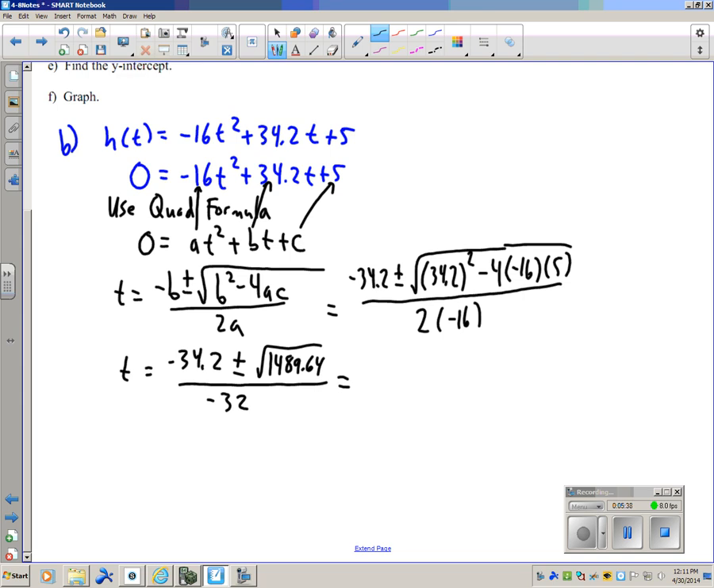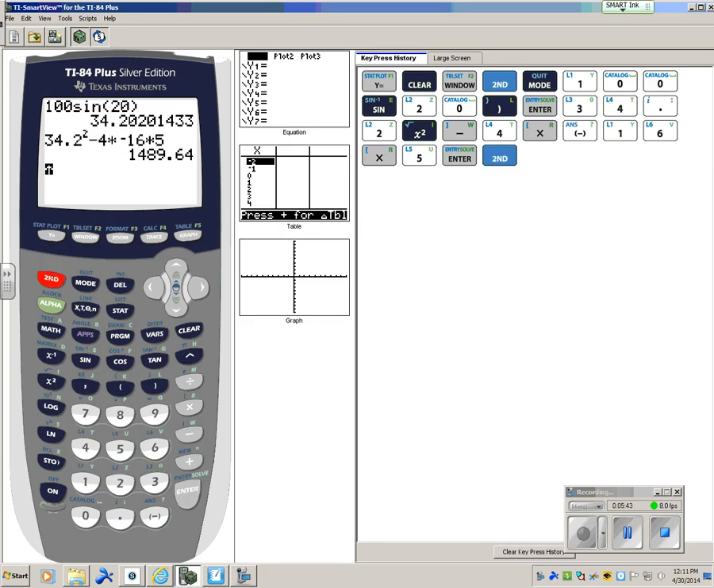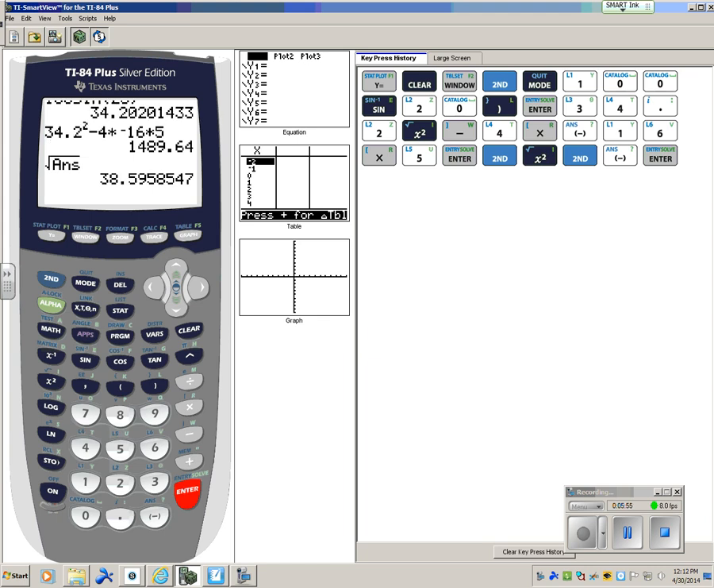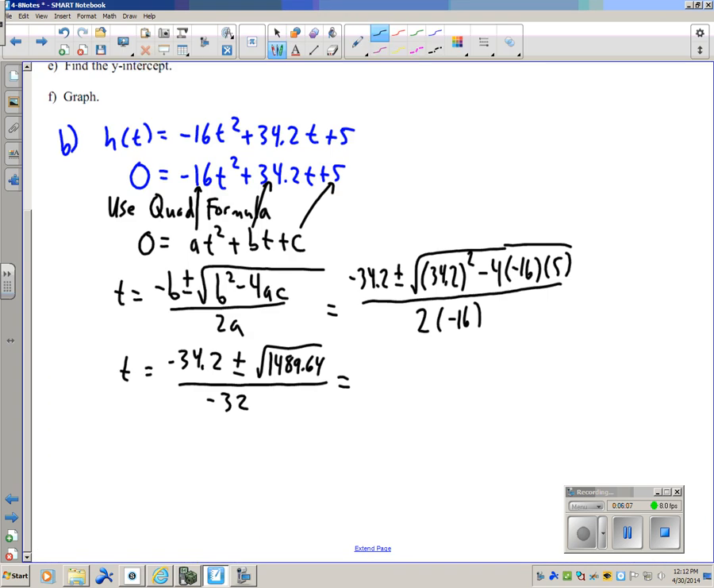So I'm going to go ahead now and take the square root of 1,489.64. If I want to get my previous answer, I can just press second answer. It's right above the negative symbol, down at the bottom right-hand corner. So that gives me 38.6. So I get negative 34.2 plus or minus 38.6, to the nearest tenth, divided by negative 32. Now we've got two answers.